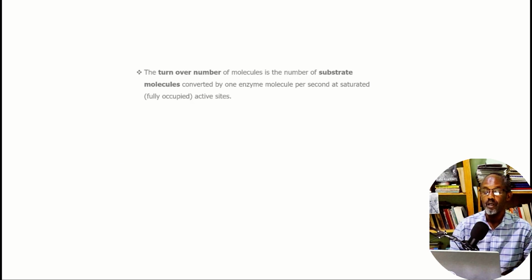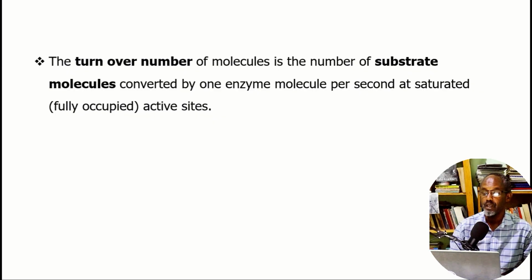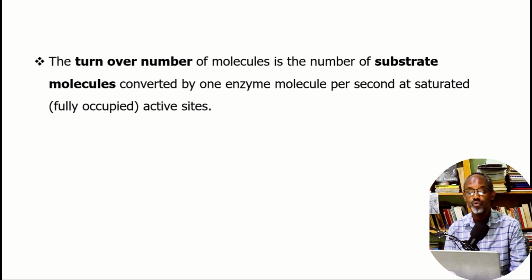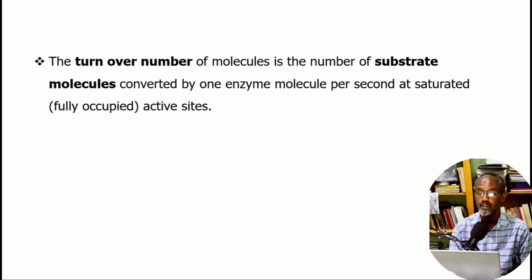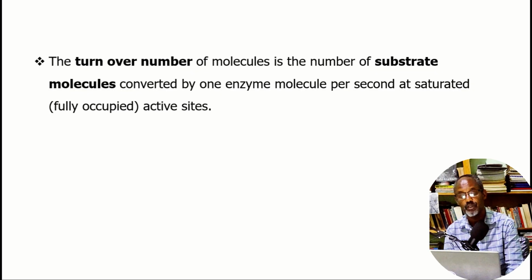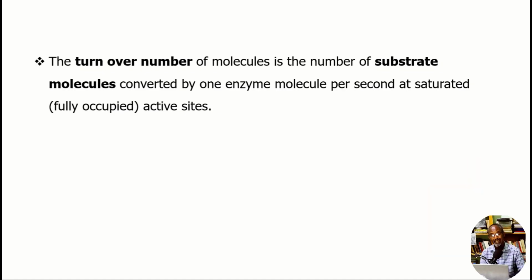Therefore, the turnover number is the number of substrate molecules converted by one enzyme molecule per second at saturated, fully occupied active sites. You see, this is the definition. Turnover number: one mole of enzyme per second at saturation point, at maximum, fully occupied. When the reaction reaches maximum speed, we can calculate the turnover number.